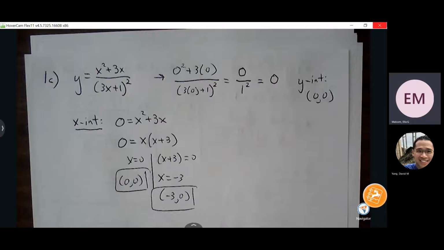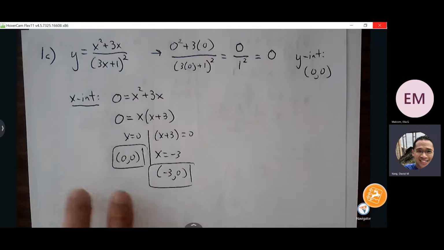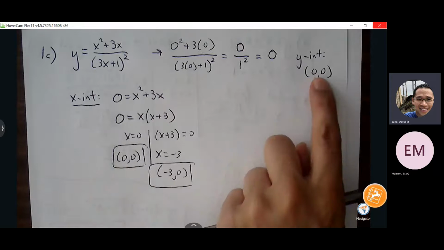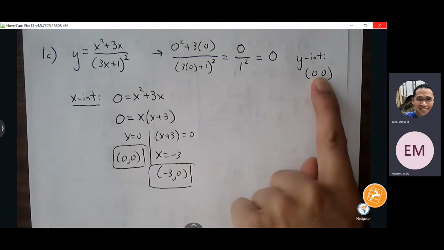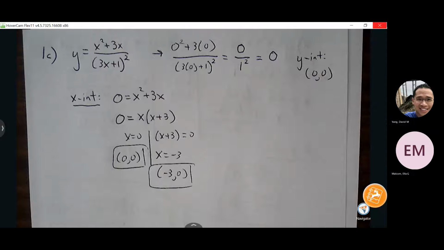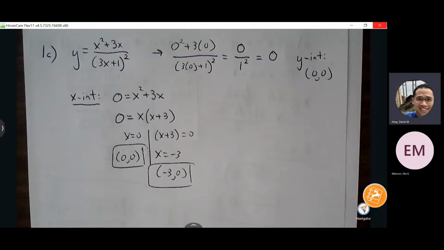So y equals 0, x equals -3, and x equals 0. So my x-intercepts are (0, 0) and (-3, 0), and my y-intercept is the same as my x-intercept, (0, 0). Got it. Okay, so let's look at number 2.